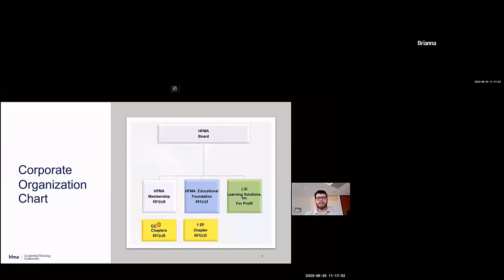So if you take a look here, you'll see at the top, we have the HFMA board, who governs the HFMA Membership Association, the HFMA Education Foundation, and then we also do have a third entity called Learning Solutions Incorporated. Beneath the national entities, we do have the 66 chapters, which are 501c6 organizations, and then we do have one chapter education foundation that is a 501c3 organization.